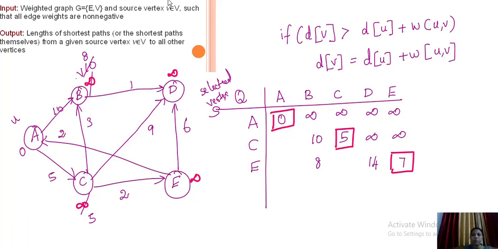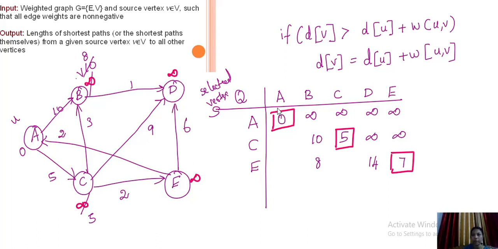So then what we have to do? Then again we have to see from E who are all the neighbors. So that is what E is, what we selected now, right? So we have to say from the selected vertex E, who are all the neighbors. Who are all the neighbors of E? That is A as well as D.